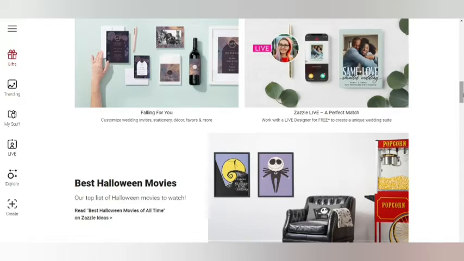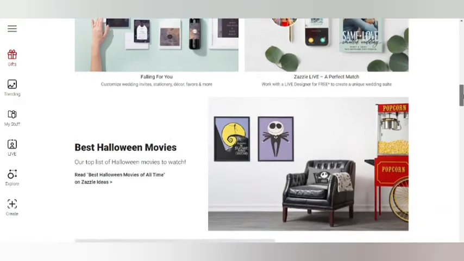Another thing, you could also go with minimalistic niches, where it's a minimal design. Not many graphics are there. It's quite simple, quite straightforward. Now you could see a complete wedding suite over here. People purchase a lot on Zazzle, so people purchase a complete wedding suite. If they like this particular invitation, they're going to purchase this one as well, this one, and the complete set. So this is a perfect match, Zazzle Live.